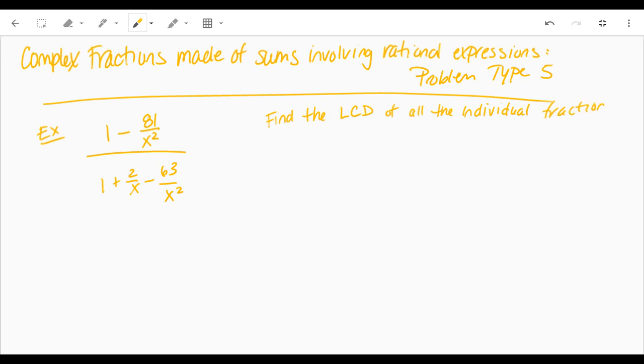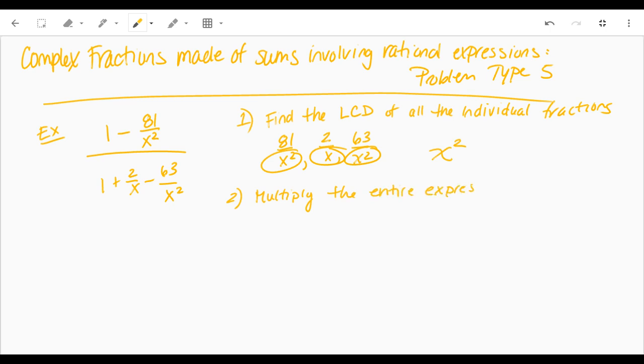Okay, so we're going to look at our 81 over x squared, our 2 over x, and our 63 over x squared. Okay, the smallest value that each of those denominators would go into evenly then is x squared. Okay, once we have done that, we multiply the entire fraction, so the entire expression, by that lowest common denominator over the lowest common denominator.